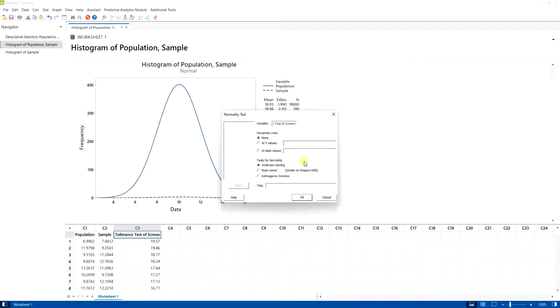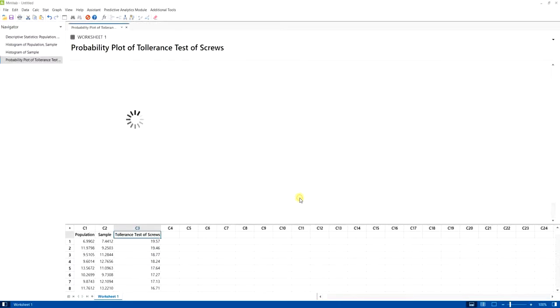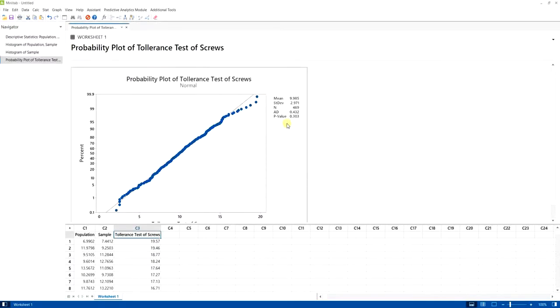You don't need to do anything else, and AD test is already selected here, and hit OK. So if you see here now, the p-value is 0.303, right? This is pretty easy when you do it in Minitab. However, how has Minitab calculated the p-value and what does it mean exactly?